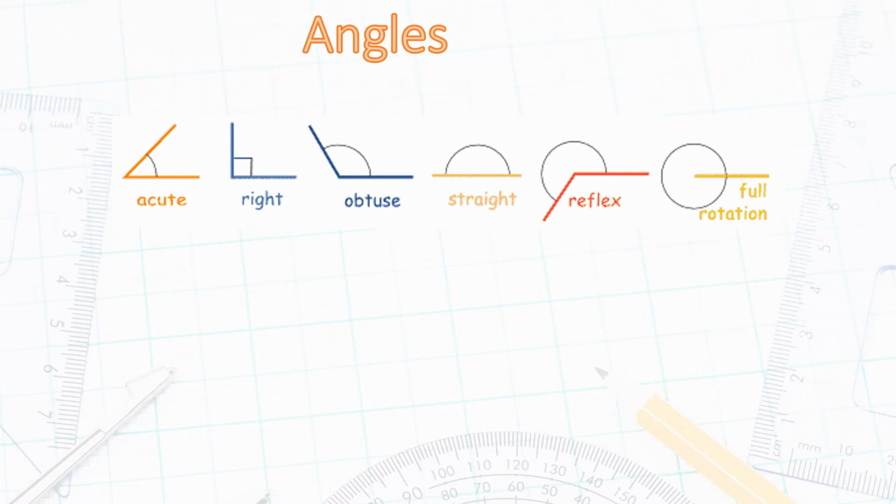All right, we've got a couple of different types of angles here. An acute angle is from 0 to 90 degrees, not including 90 or 0. A right angle is 90 degrees exactly. An obtuse angle is 90 to 180, not included. And then a straight angle is 180 degrees. A reflex angle is anything above 180 but less than 360. And then a full rotation is 0 or 360 degrees.